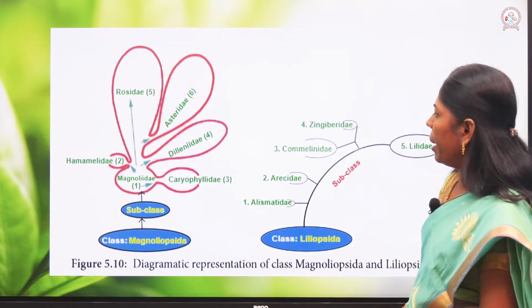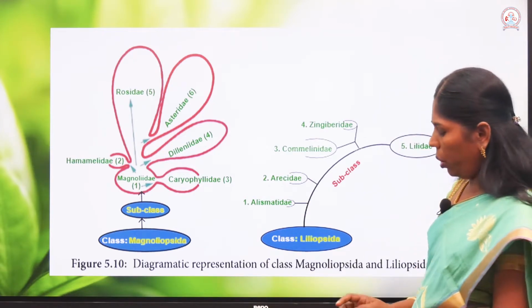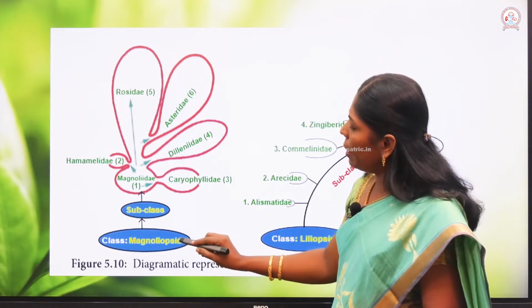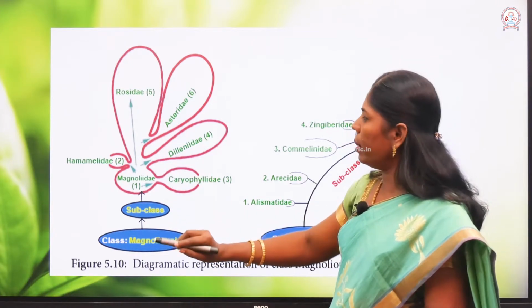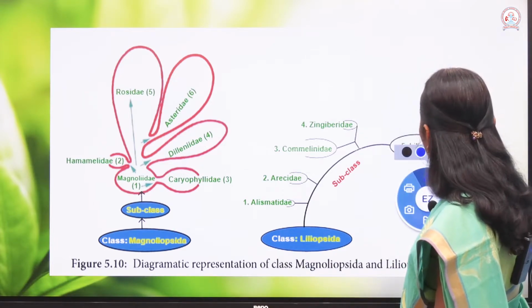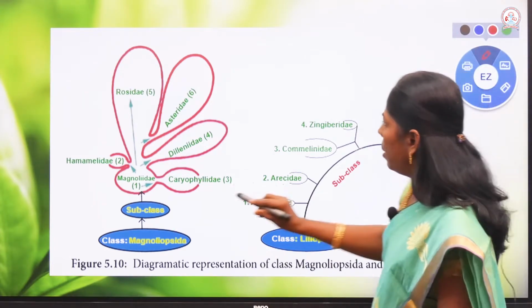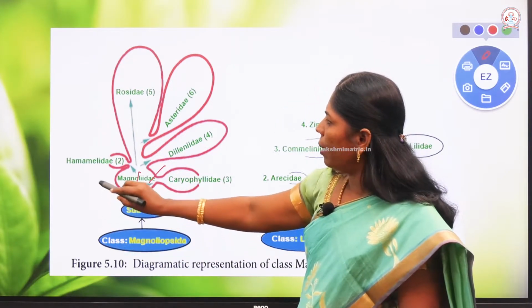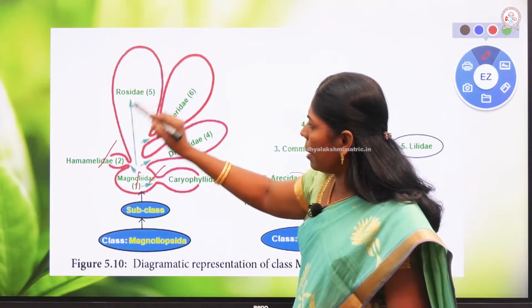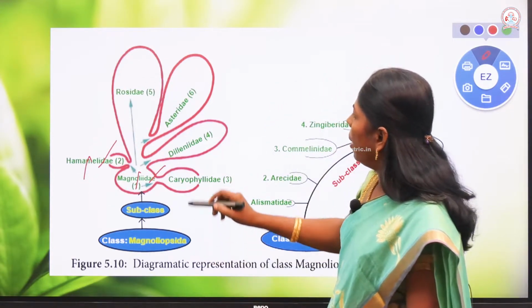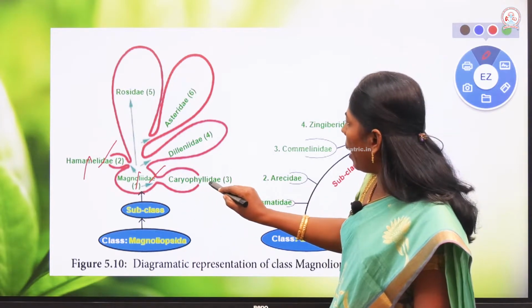According to them, they classified the dicot and monocot. A flow chart is given; just look at that. Magnoliopsida has subclasses. Number one is Magnoliidae, the first one. The second one is Hamamelidae. And the third one is Caryophyllidae.